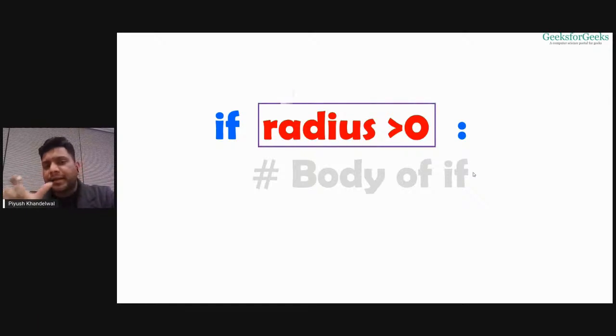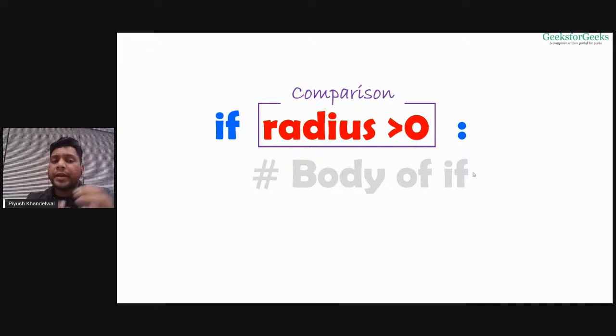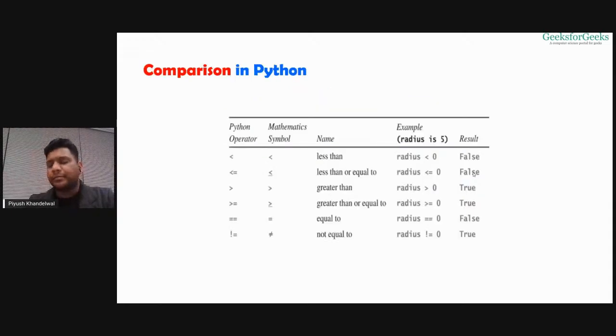Now this condition in if is actually a comparison. What we are doing, we are comparing radius with value 0, right? So in if statements, whenever we write if statements, we generally write some comparison statements. Now we need to see how many ways there are to compare things in Python, right? So in Python, we have different types of operators. We have less than, less than equal to, greater than, greater than equal to, equal to, and not equal to. So we have 6 different ways to compare things in Python, right?